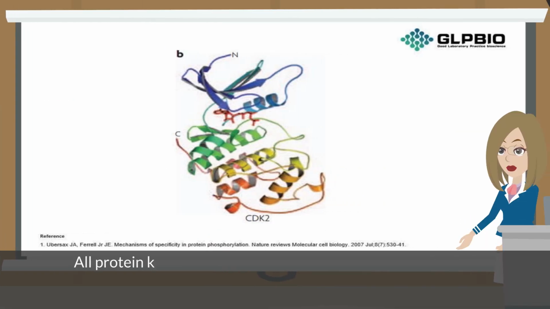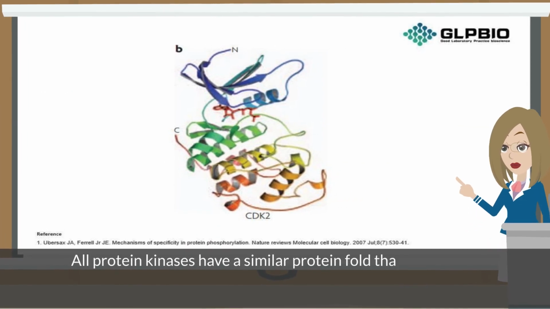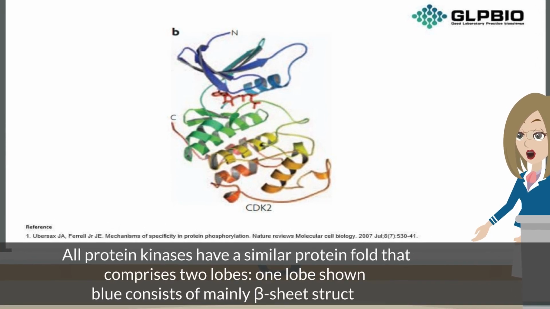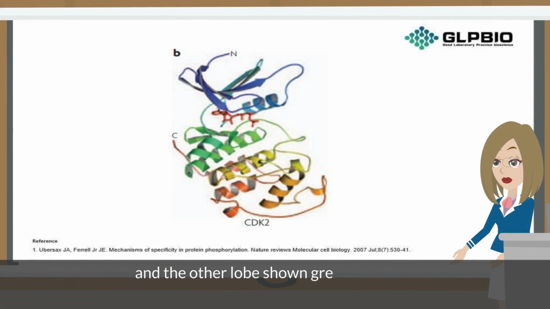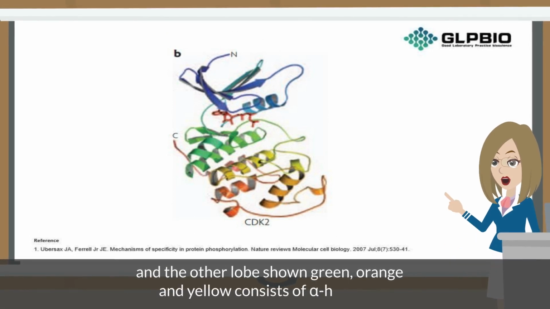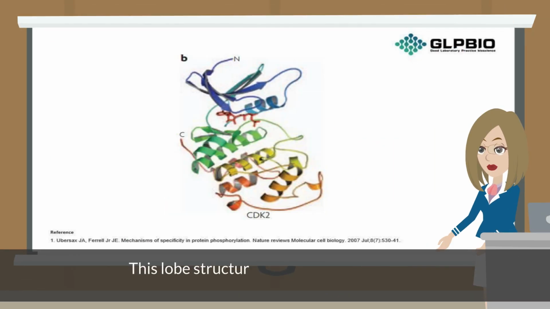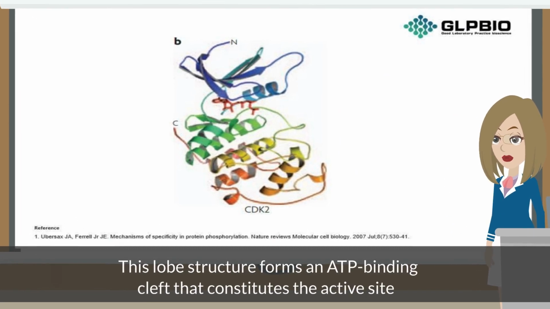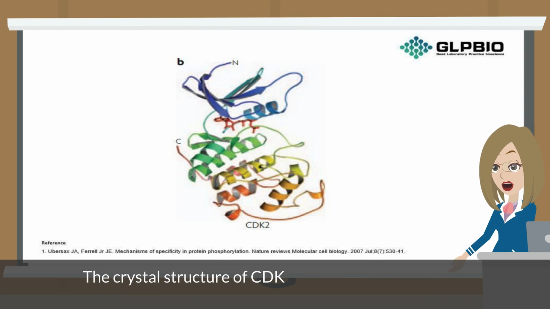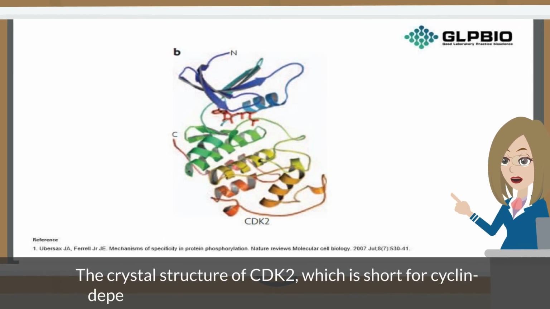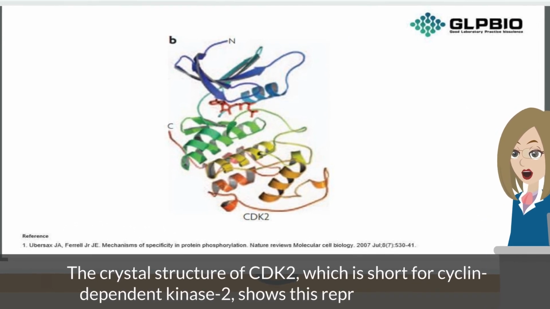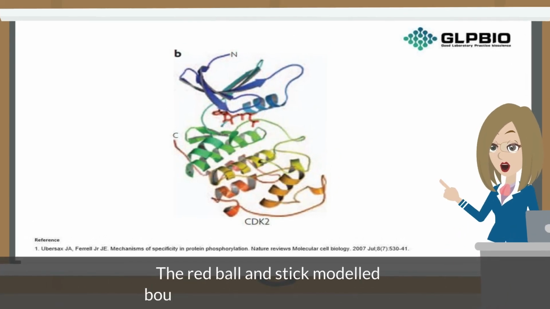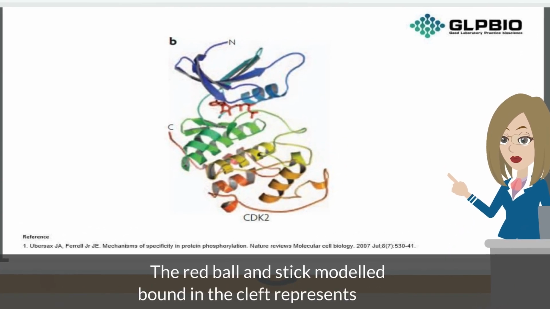All protein kinases have a similar protein fold that comprises two lobes. One lobe, shown in blue, consists of mainly beta sheet structure, and the other lobe, shown in green, orange, and yellow, consists of alpha helices. This lobe structure forms an ATP binding cleft that constitutes the active site. The crystal structure of CDK2, which is short for cyclin-dependent kinase 2, shows this representative fold. The red ball and stick model bound in the cleft represents ATP.